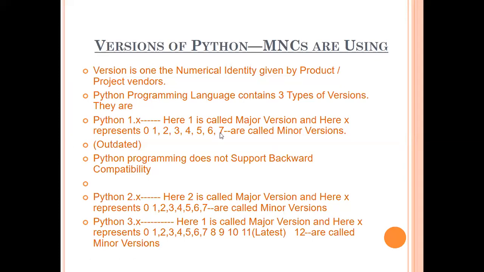Okay. Now, 1 is the major version and x represents the minor version, like 0, 1, 2, 3, 4, 5, 6, 7. Now, if we talk about the major version, it is outdated now. Python programming does not support backward compatibility.